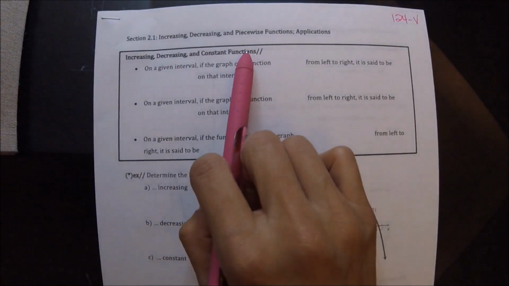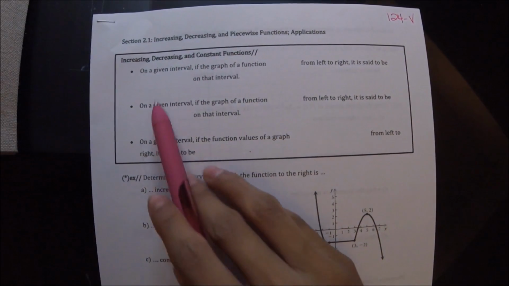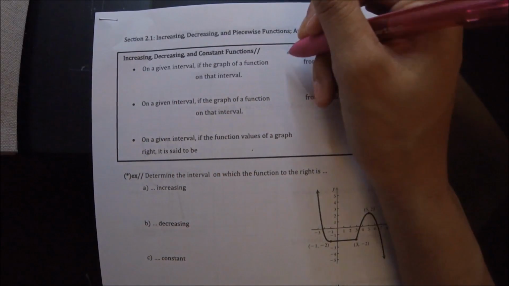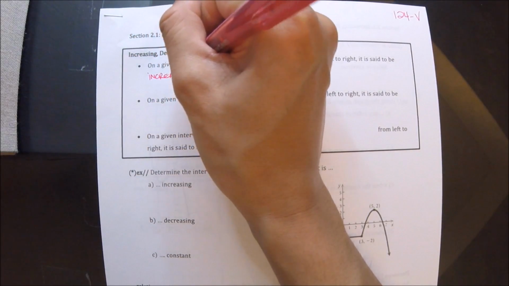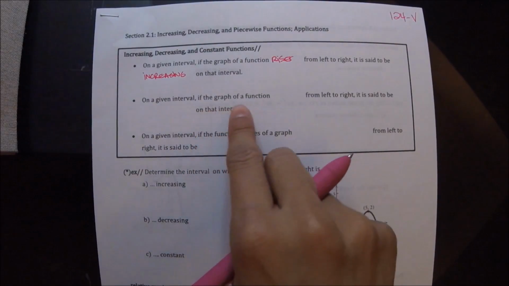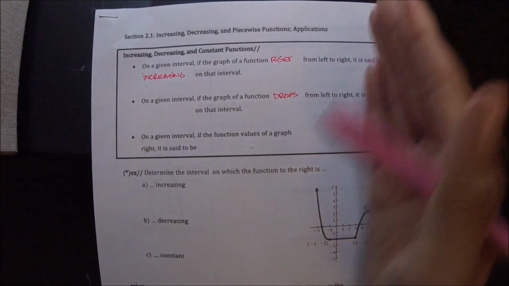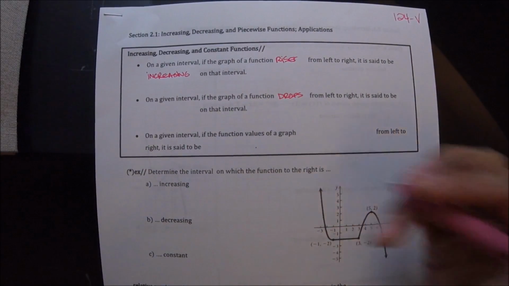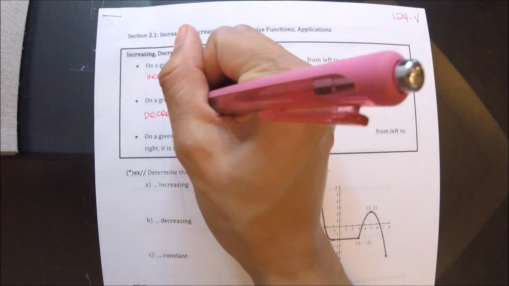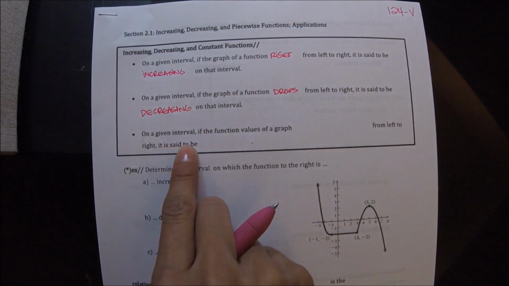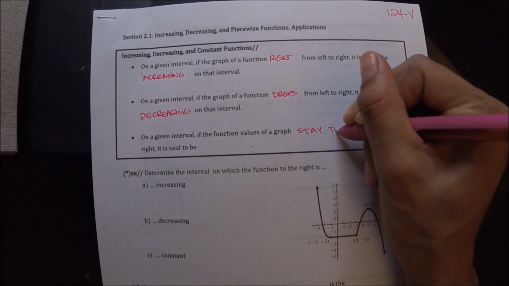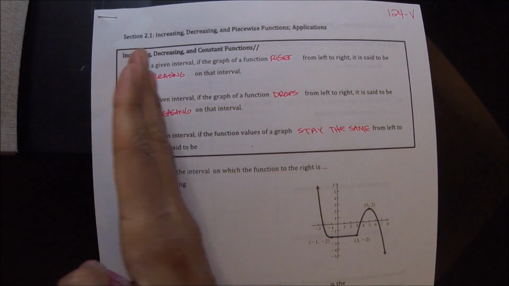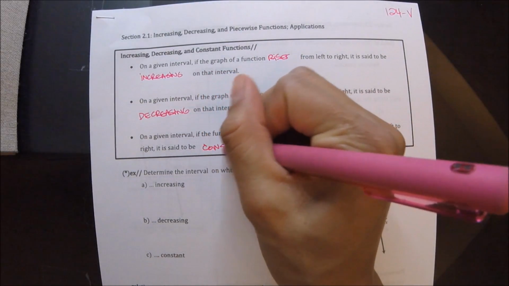First, we're going to talk about increasing functions, decreasing functions, or constant functions. On a given interval, if the graph of a function rises from left to right, then it's said to be increasing on that interval. If the graph of a function drops from left to right, it is said to be decreasing on that interval. And lastly, if the function values of a graph stay the same from left to right, then it's said to be constant.